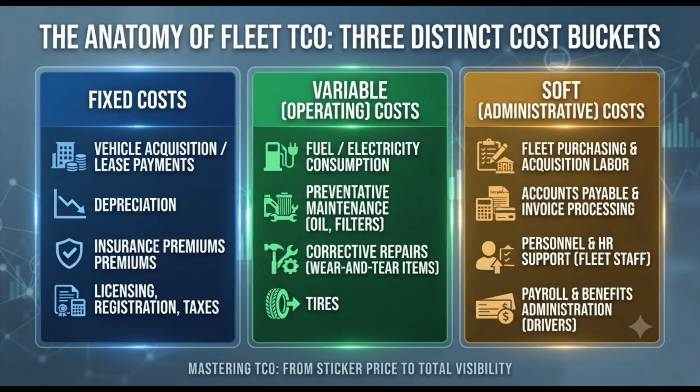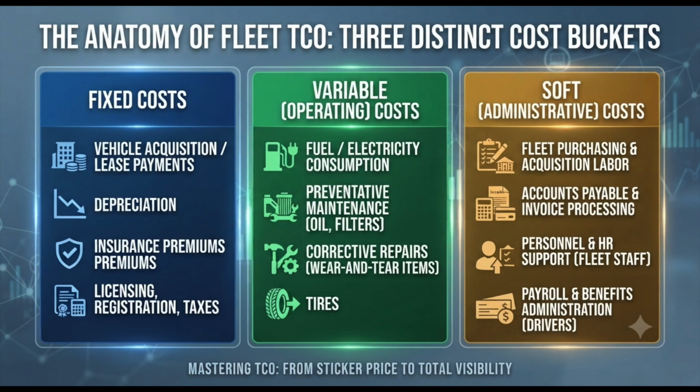Second, variable operating costs. These scale directly with utilization. You've got fuel or electricity consumption, tires, and routine preventative maintenance like oil changes and fluid filters. It also includes corrective repairs, the unexpected wear and tear items that crop up as vehicles age.